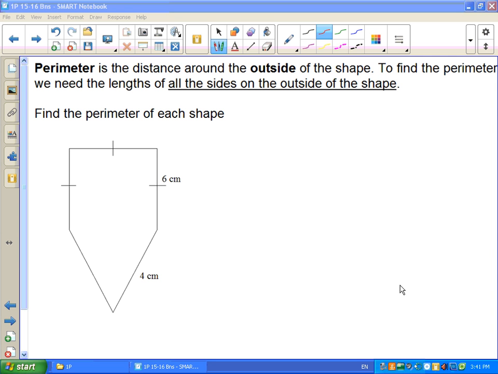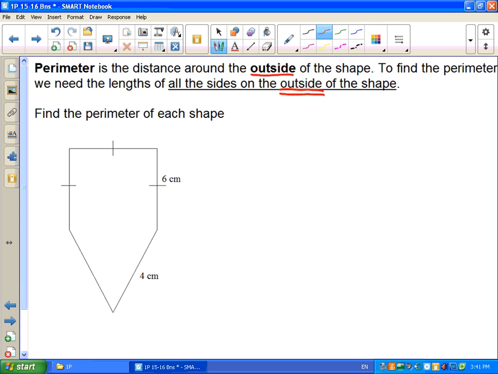Now let's just remind ourselves what we mean by perimeter. Perimeter is the distance around the outside of the shape. Okay? So to find the perimeter, what we need is the lengths of all the sides on the outside of the shape. This is an important point because sometimes when we're looking at these composite shapes, we have dotted lines drawn in the middle of the shape just to show where one shape begins and the other shape ends. Those lines do not contribute to the perimeter. So it's just the sides on the outside of the shape that we're looking for.